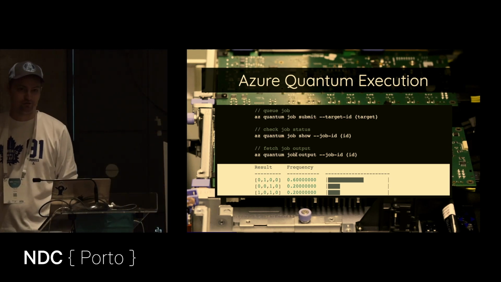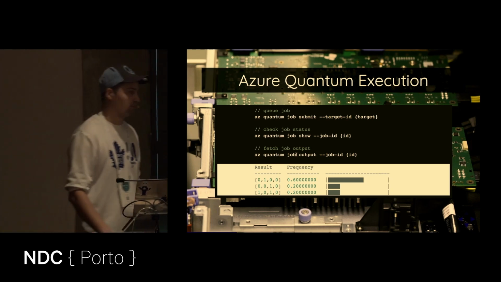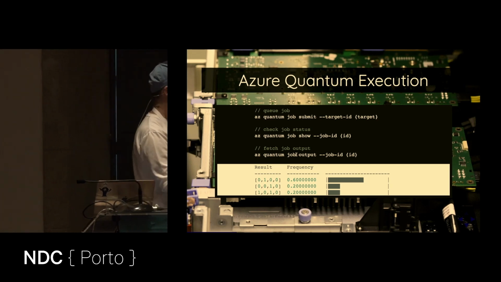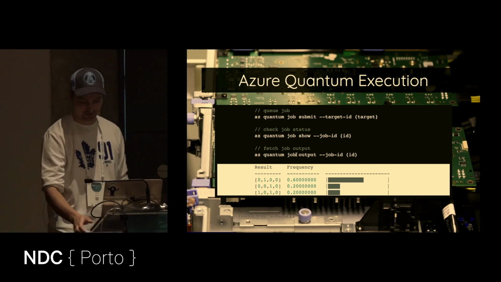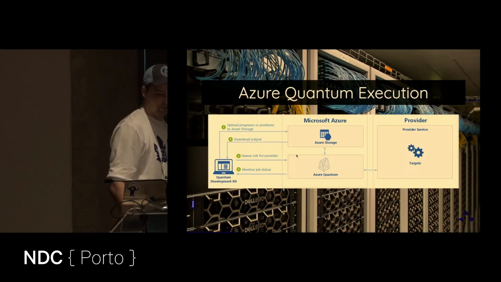So typically, a lot of quantum algorithms, in fact most of them, are probabilistic. So you typically want to run your program multiple times and then see the possible outcomes. And architecturally speaking, this is how it works.